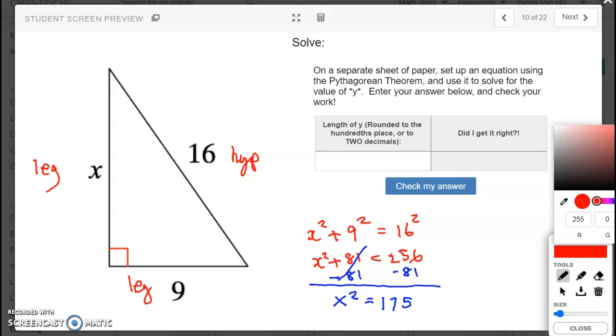Now from here, I don't want x squared, I want x, so I'm going to take a square root of both sides to cancel out the squaring, and you're left with x is equal to square root of 175. Use your calculator to find square root of 175, and that is going to be 13.22 or 13.23. Okay, so I can enter that here.